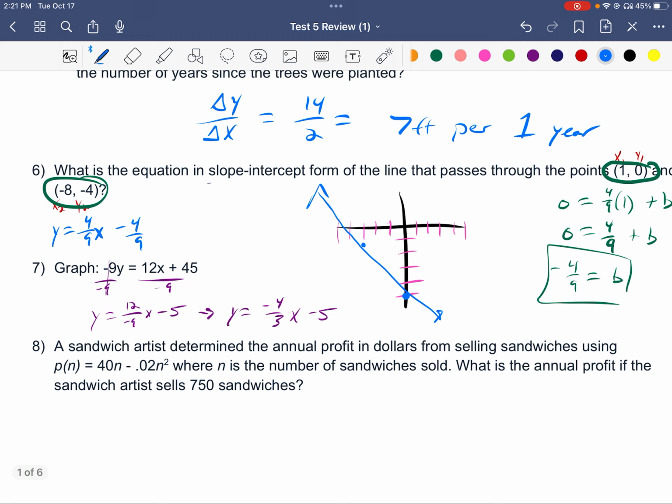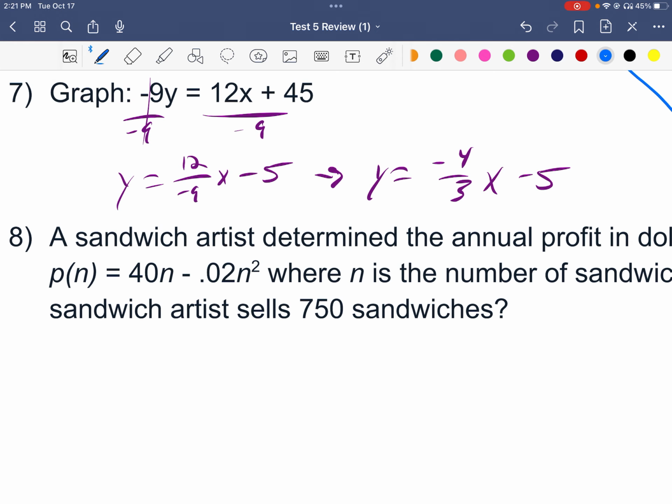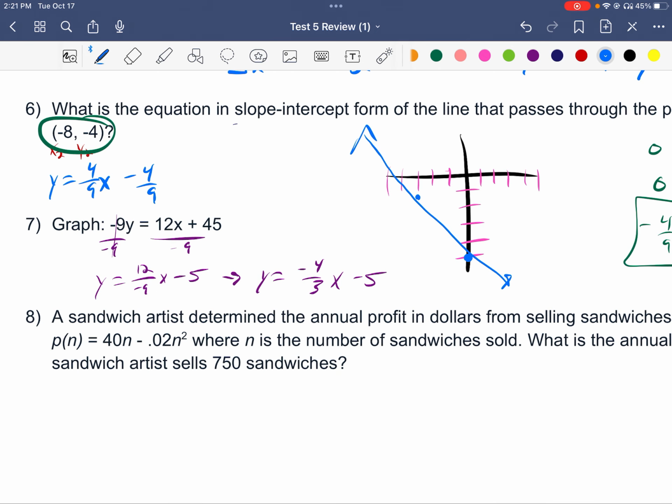A sandwich artist determined the annual profit in dollars from selling sandwiches using that function, where n is the number of sandwiches sold. What is the annual profit if the sandwich artist sells 750 sandwiches? A couple ways you could do it. You could type this function into Desmos and then click the table and put 750 for your input. Or you could use a calculator and just replace the n with a 750. You should get the same thing either way. So whichever one you think would be easier. But just understand that we are replacing the n, the variable, with a 750.